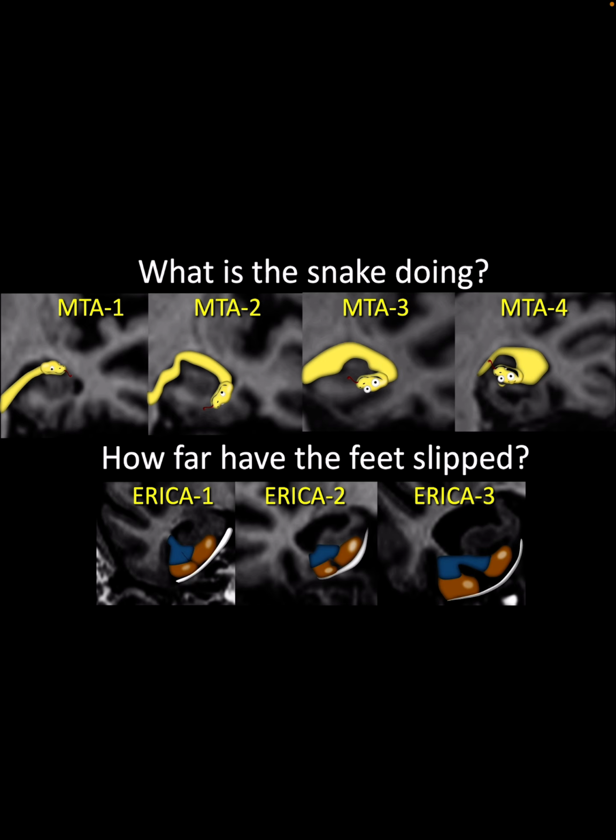You should ask yourself 2 questions. 1, how far has the snake, the boa constrictor, gone in his attack on the bird? And 2, how far have your shoes slipped on a banana? And that's all the analysis that you need to be able to evaluate for possible underlying Alzheimer's dementia.